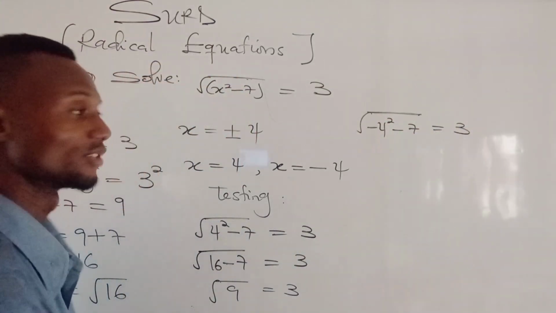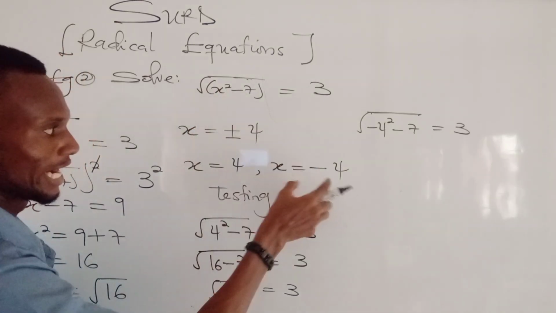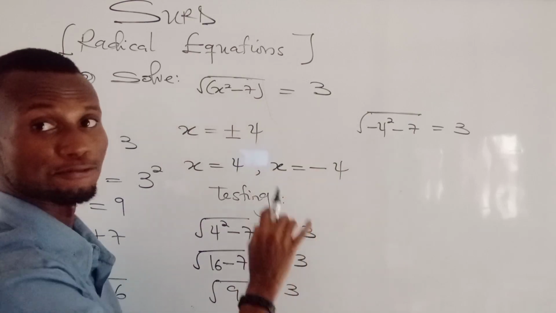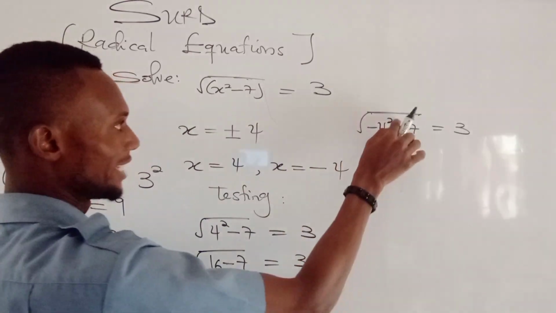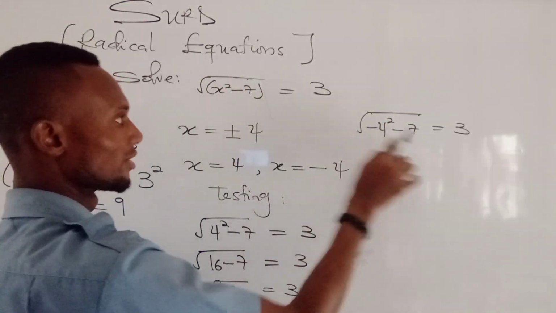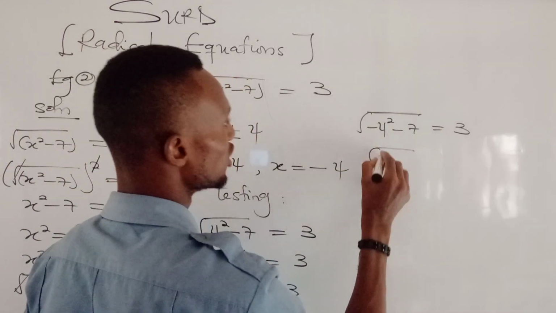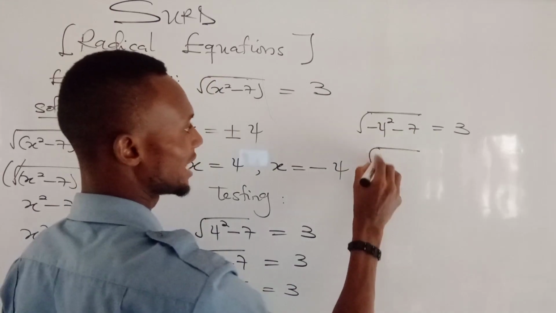I hope you agree with me. So s is here and we are testing with negative 4. So wherever I see s, I'm going to put negative 4. So my negative 4 is there, then the power 2 is there, minus 7 equals 3. Okay, so let's simplify for that. So I'm going to have square root of negative 4 squared gives 16.